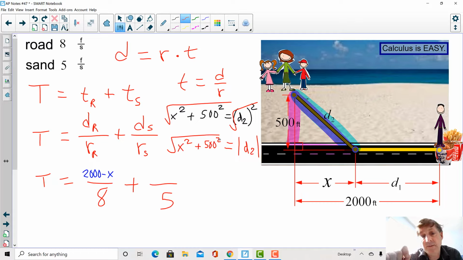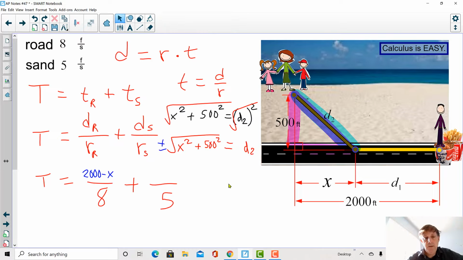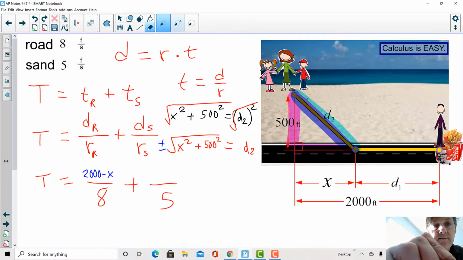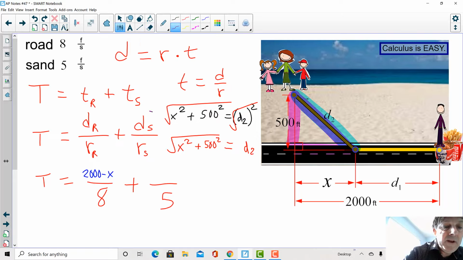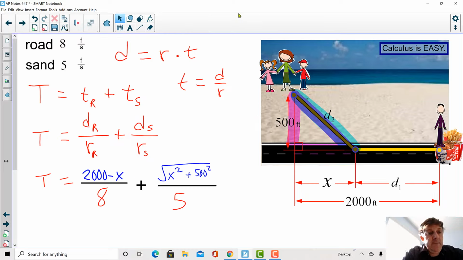We can replace the absolute value of d2 with plus or minus d2, and we can move the plus or minus over to the other side. And because the distance is supposed to be a positive distance, we'll just choose the positive one. It's the only one that makes sense. Okay, that is our d2, which is the distance in the sand. So we can replace our distance in the sand with the square root of x squared plus 500 squared. Okay, now we have our total time function.